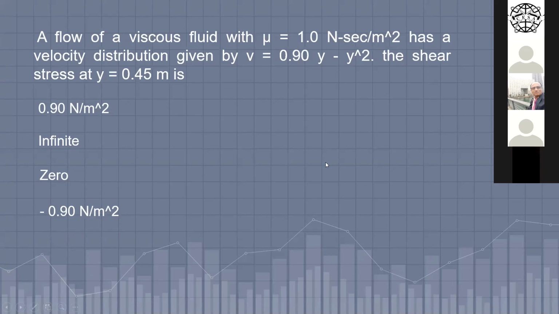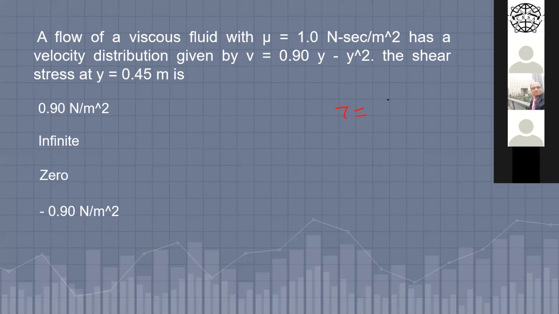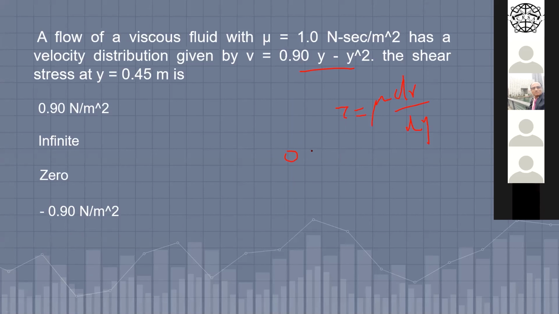Because shear stress is mu into dou v by dou y. If you differentiate this, yes, very good, it is 0.9 minus 2 times y. So when you calculate dou v by dou y, 0.9 minus 2 into 0.45, which is 0.9 minus 0.9, the answer is 0. So mu into 0 is 0. So this is the answer. This was the question asked in one of the GATE papers.